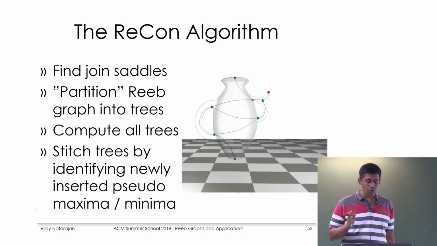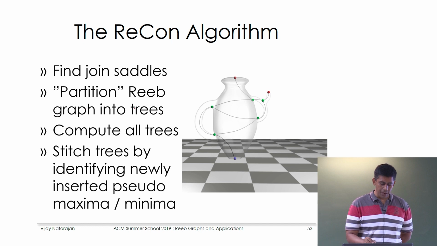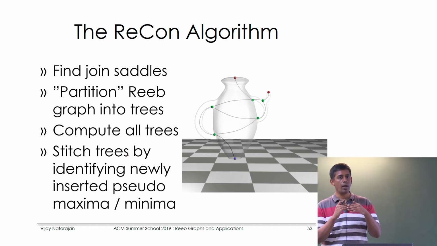So the steps here are, you find the joint saddles. Then you partition your Reeb graph into trees. This is circular, so you need to do this by locating the joint saddles. That's essentially what this means. You locate the joint saddles and partition it there. Then you compute all the contour trees for each subdomain, and then you stitch the trees together by identifying the corresponding pairs of boundary minimum and boundary maximum. You just merge the 2.